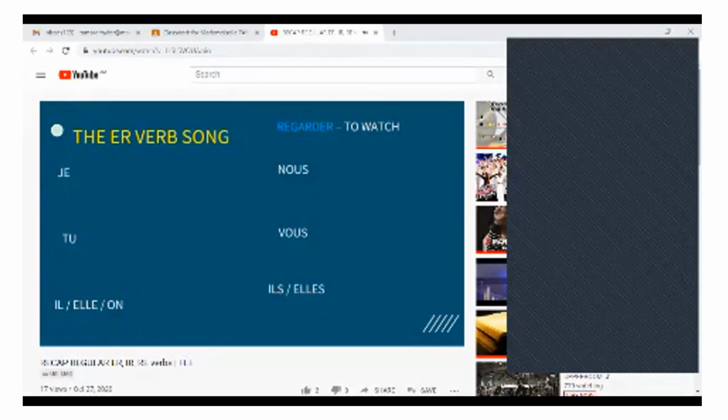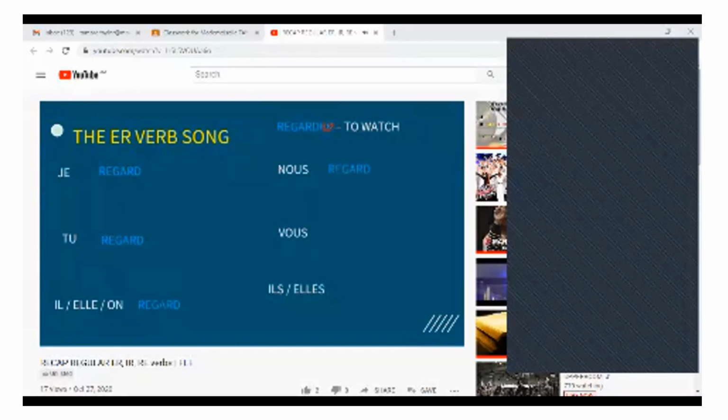So the first thing we're going to do with this regular ER verb, we're going to drop the ER. And when we drop the ER and we're left with REGARD, that is called the stem. Okay? So when we drop the ER, we're left with the stem, and we're going to just apply it to each and every one of these pronouns right here.